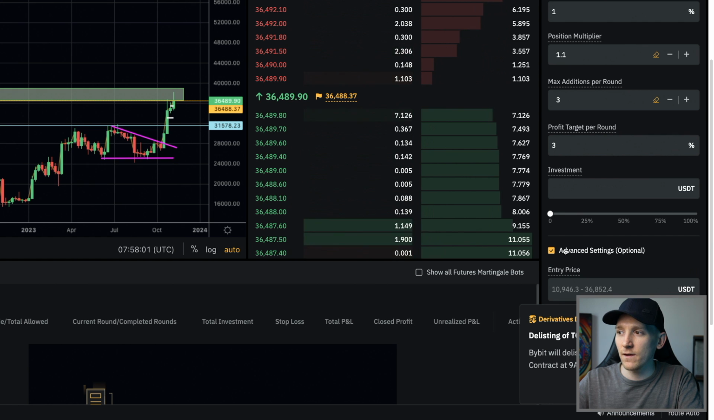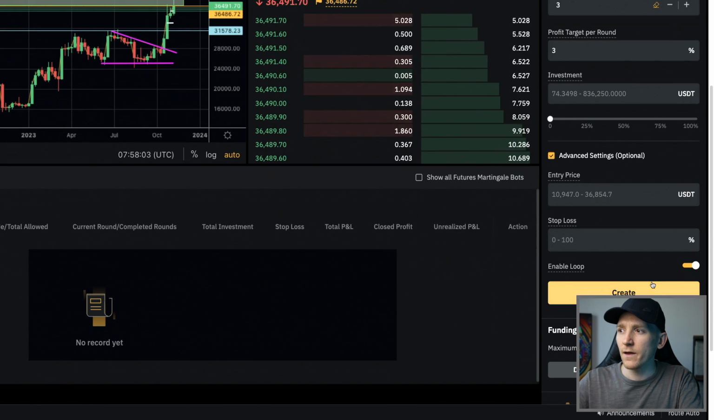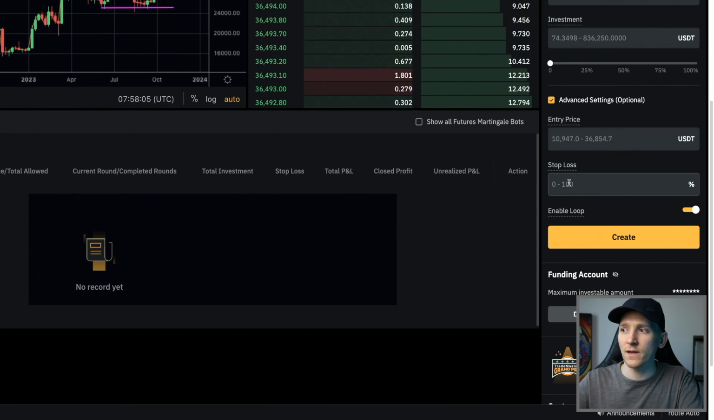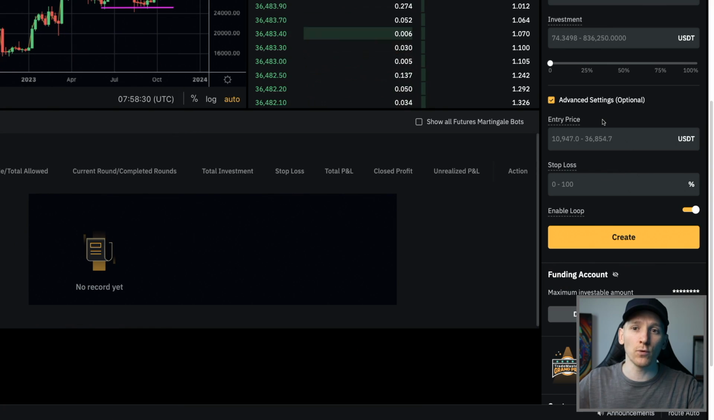And then again, as you can see, advanced settings just gives us that stop loss. If you're using leverage, then you might want to put a stop loss in there, whatever your stop loss is, what you're comfortable with, just to make sure. You can also click this button on and off, which is enable loop.